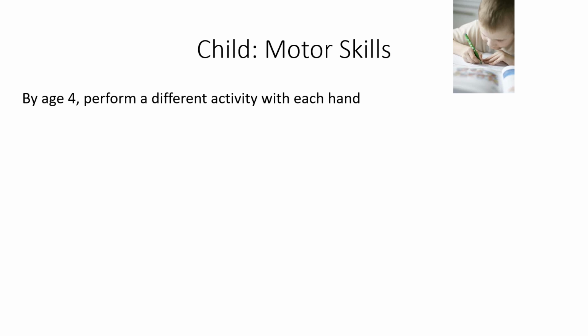Let's look at some of those motor skills that develop. By age 4, children can perform different activities with each hand. Before that, they really have to use 2 hands for most things. So by about age 4, they start being able to do different activities, hold something with one hand, pick up something with one hand, and hand something over with the other hand, stuff like that.